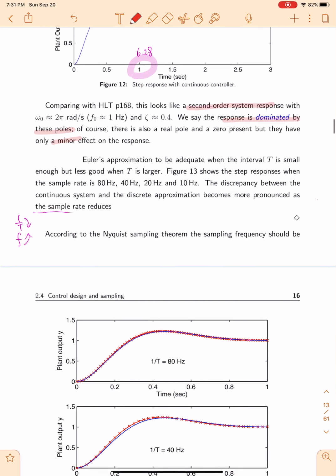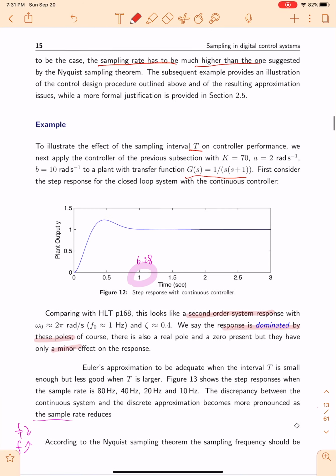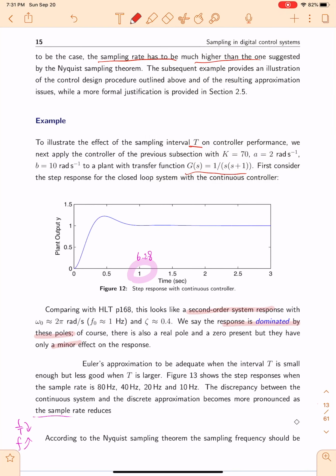Comparing with HLT 160, let me check and draw the graph on our videos. 168. 168, so this gives us a graph. Let me take a picture. Can I take a picture? I don't know if I can take a picture when I record things.